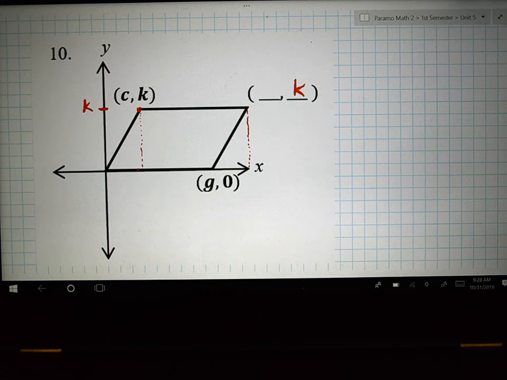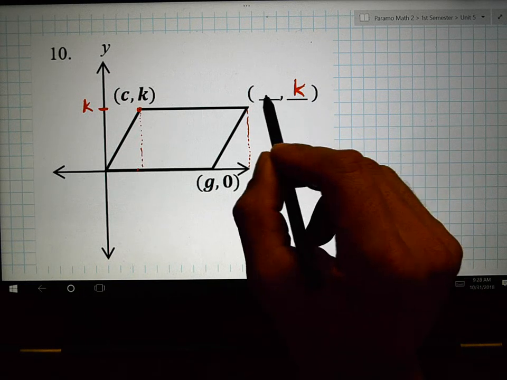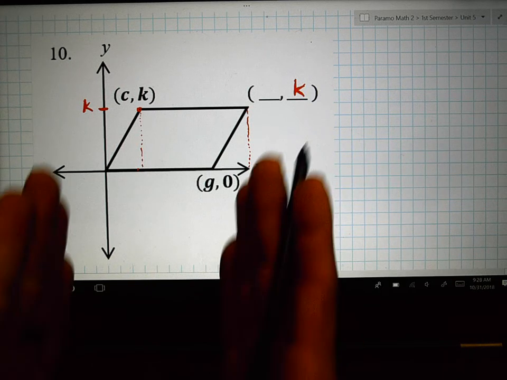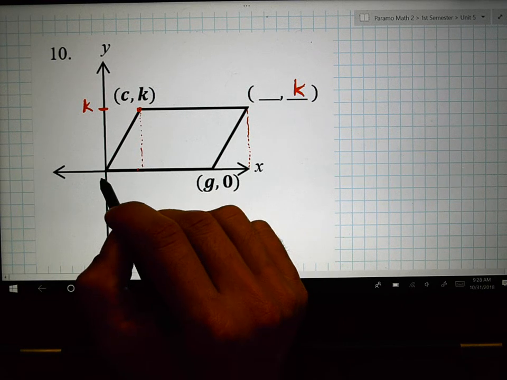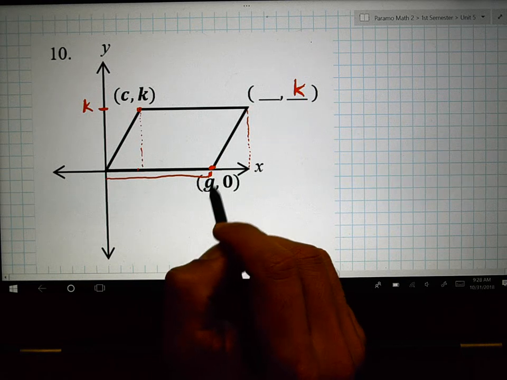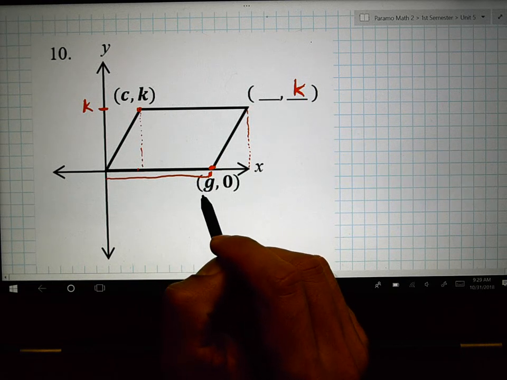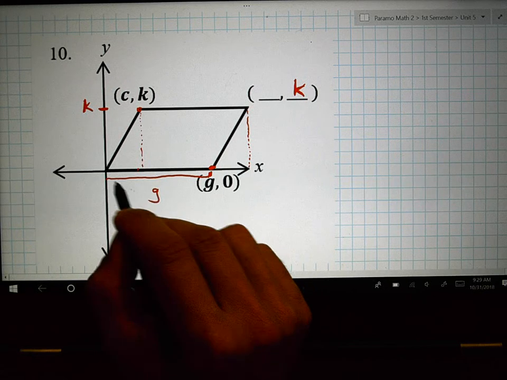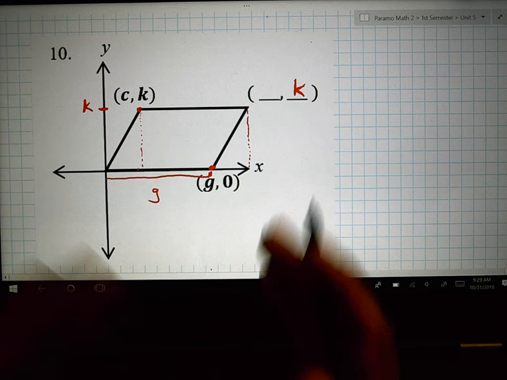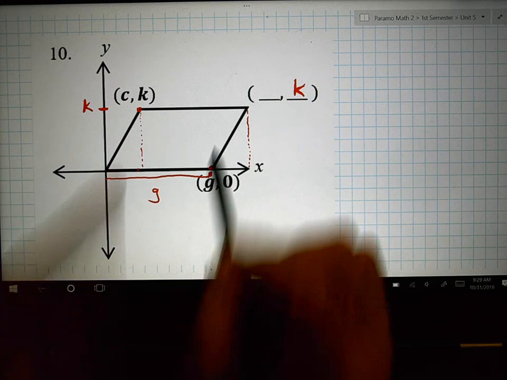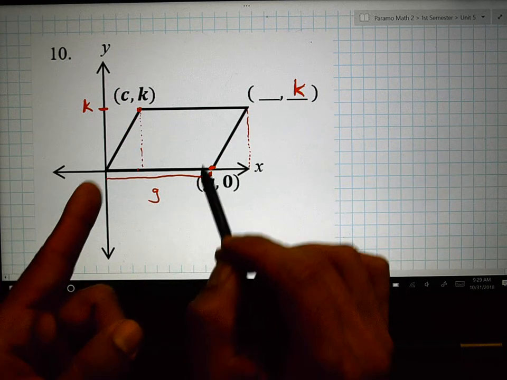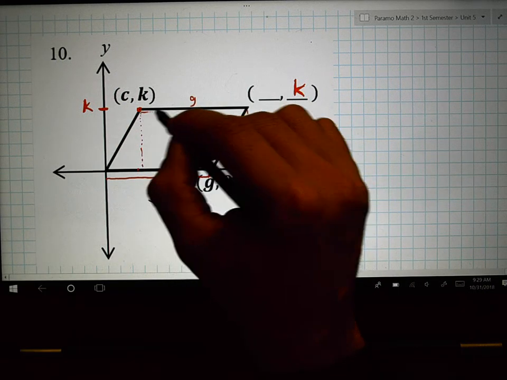Now the hard part is this first horizontal distance. So what I'm going to do is I'm going to take this parallelogram and I'm going to go, okay, I went this far to get to this point. I went this many units, and it's in terms of a variable. This variable is g. I went g units from left to right. Well, if that's the case, and that's g units, and this is a parallelogram, the opposite sides are congruent. So if I went g units here, then I have to go up here, and I could say that this has to be g units.